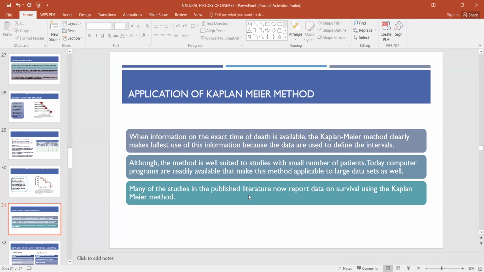Application of the Kaplan-Meier method. When information on the exact time of death is available, the Kaplan-Meier method clearly makes fullest use of information because the data are used to define the interval. Although the method is well suited to studies with a small number of patients, today computer programs are readily available that make this method applicable to large data sets as well. Many of the studies in published literature now report data on survival using the Kaplan-Meier method.